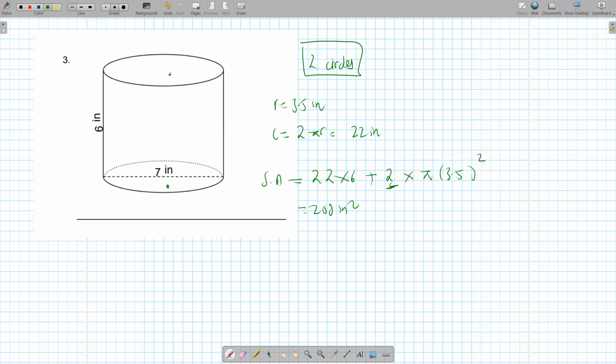Cool. How do we find the volume? And again, remember, volume is going to be the base area. And the base will be like if you take a knife and chop it, that'll be the base.